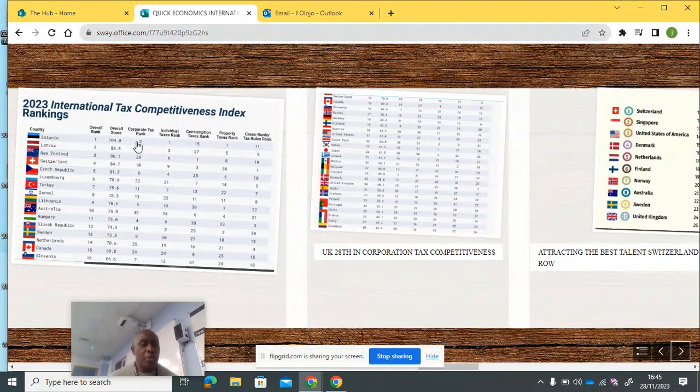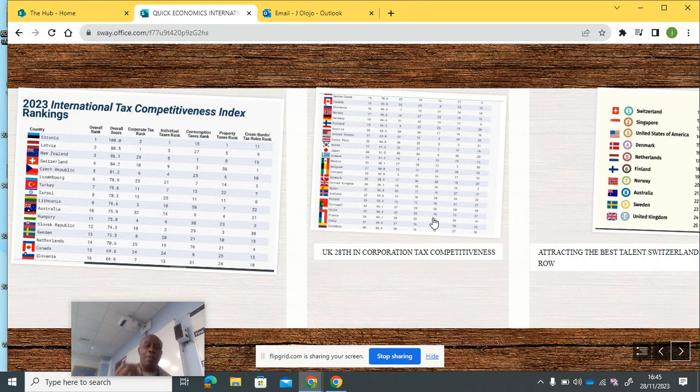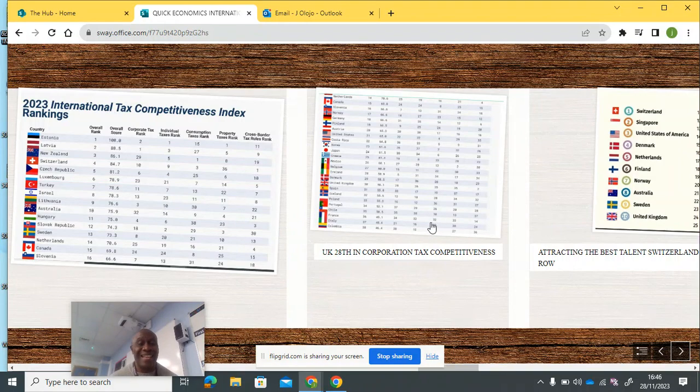These are examples of tax competitive index rankings. The UK is 28th. There was a time we had the best tax rates in Europe. So we have definitely fallen down. So this could be something where the UK could improve their competitiveness by reducing corporation tax, possibly making themselves more competitive.